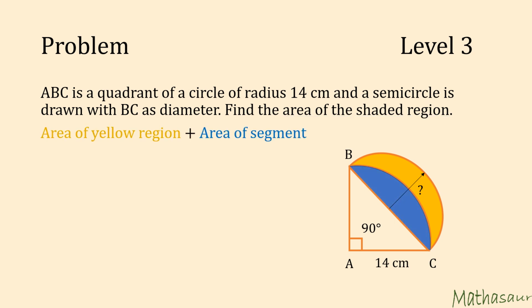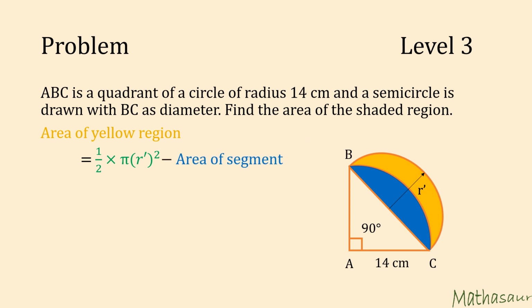If we add the area of segment BC, then we would get the area of the semicircle. Let us call the radius of the semicircle r dash. So area of semicircle would be 1 by 2 times pi r dash square. Now let us subtract the area of the segment. How shall we find the area of the segment? Recall that we would take the area of sector ABC and subtract the area of triangle ABC.